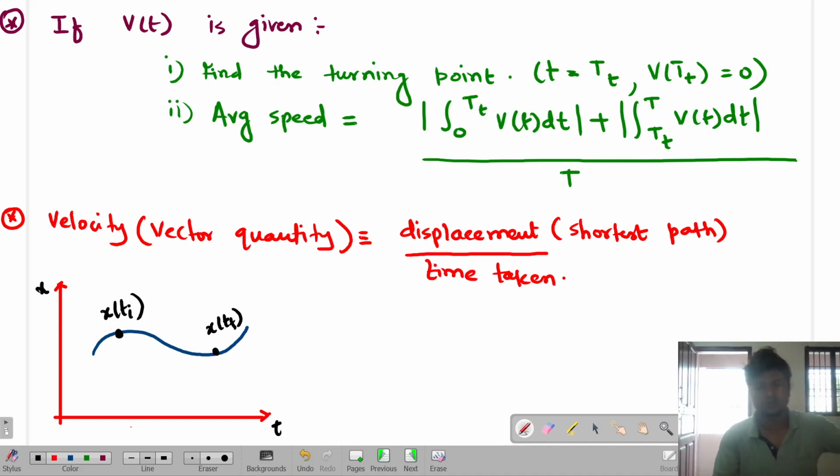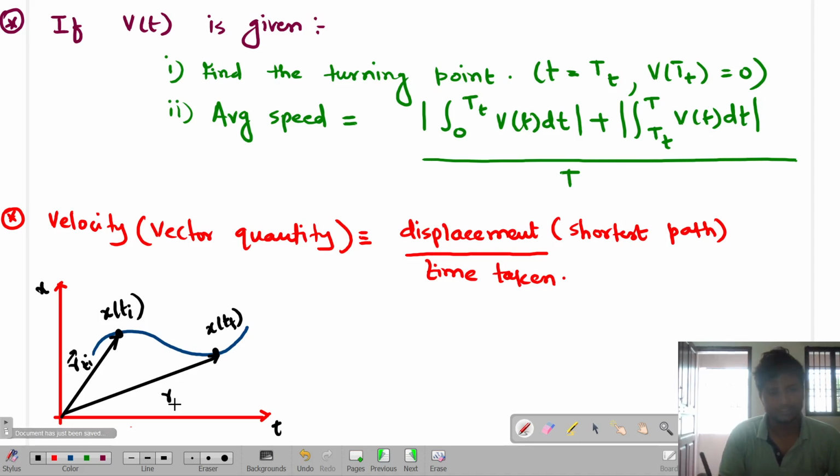Is this clear? So you can see that for this x of t initial and x of t final, can I draw one position vector over here or not? This will be the position vector for t initial, and this is the position vector for t final. So when you draw the displacement vector, it is always this line, which is delta r vector, isn't it? Since displacement is a vector quantity, velocity also becomes a vector quantity.